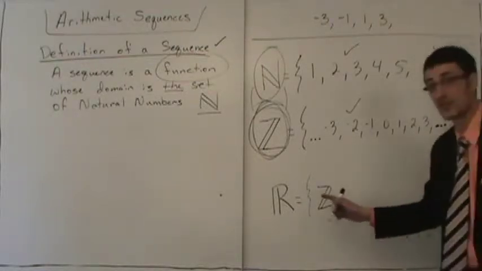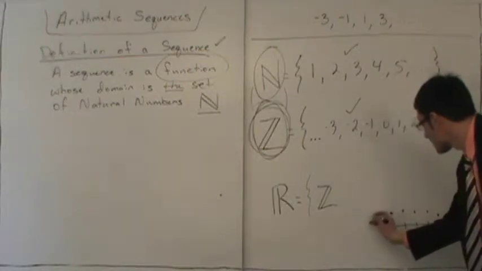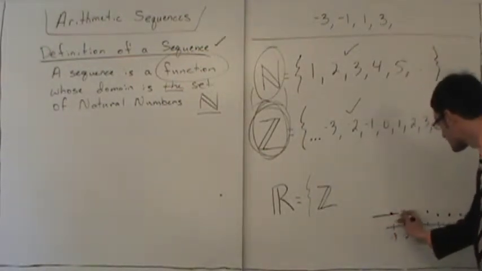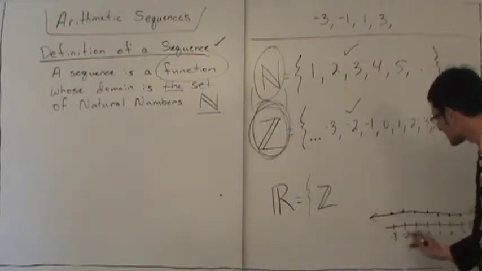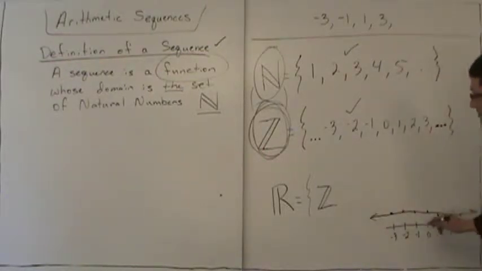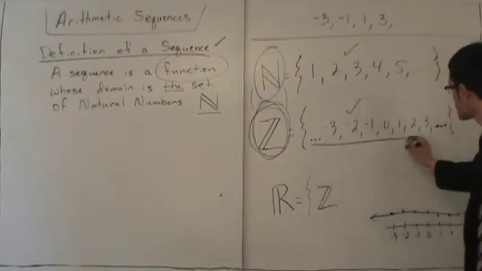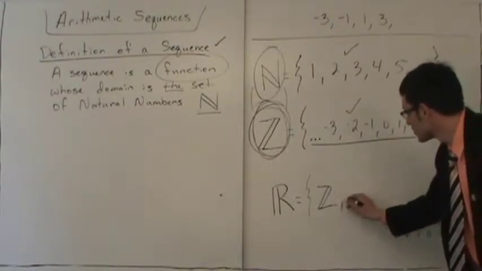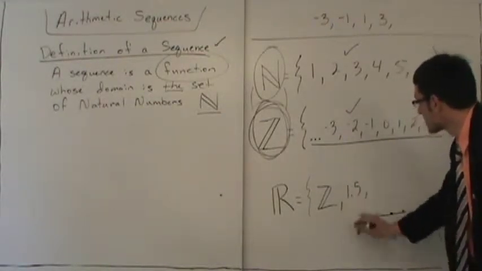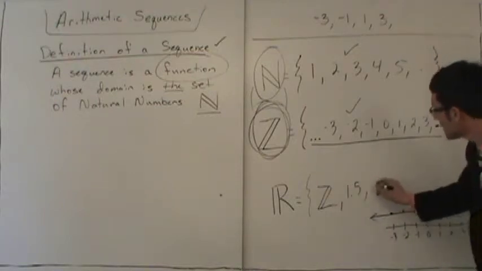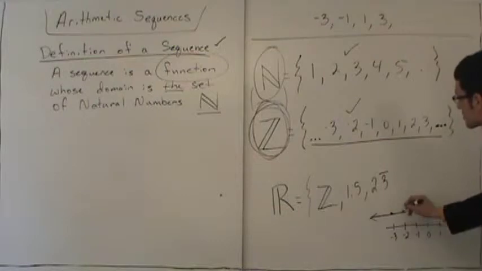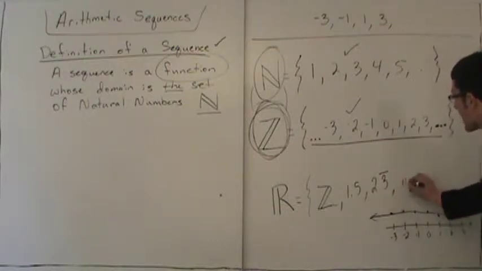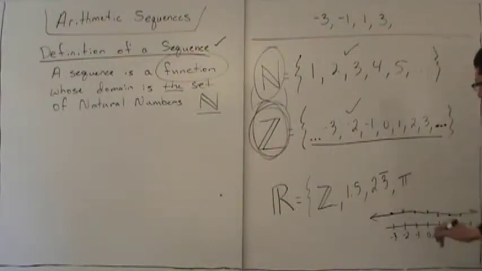But the real numbers include every number you can ever think of. So think of this as connecting all of your points. This goes on forever, the entire number line. Does the real numbers include all the integers? Yes. Does the real numbers include 1.5? Yes. Do the real numbers include 2.3 repeating? Yes. Do the real numbers include numbers like pi, what we call irrational numbers? Yes.